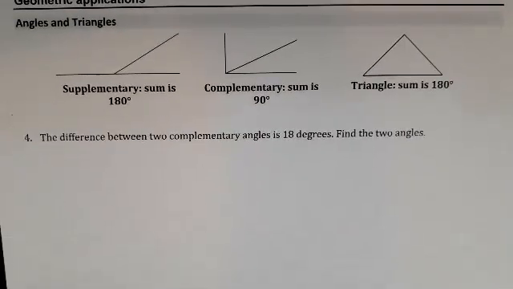So this is very similar to something we had before, where we tried to do this with a single variable. Now we're going to look at these similar problems and do them with 2 variables this time around. So the difference between 2 complementary angles is 18 degrees. Find the 2 angles. I know I jumped the gun a little bit, so review right back. Supplementary is a sum of 180. Complementary is a sum of 90. And a triangle is a sum of 180. So hopefully you already have those memorized. I don't like to say memorized, but that is vocabulary. I guess you have to memorize vocabulary.